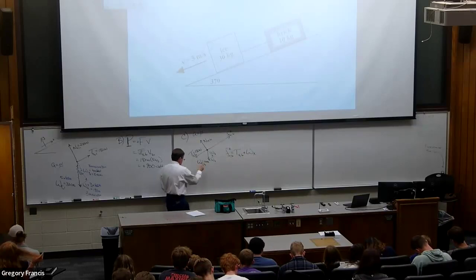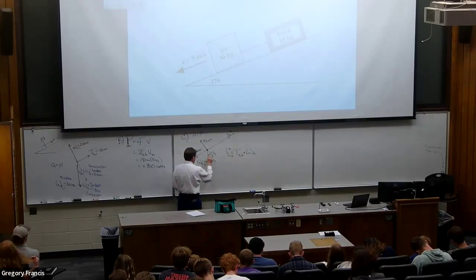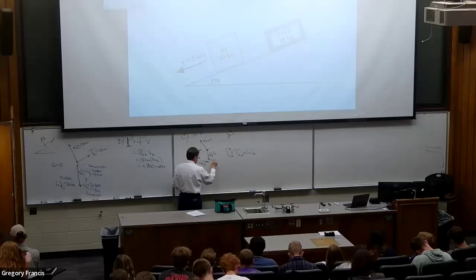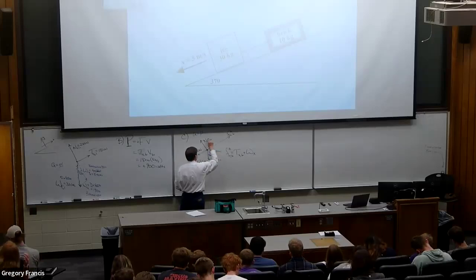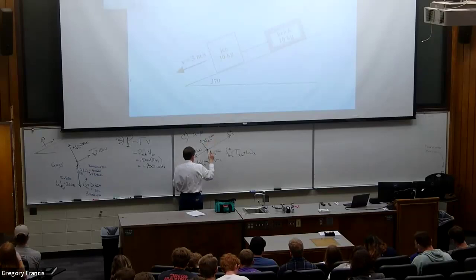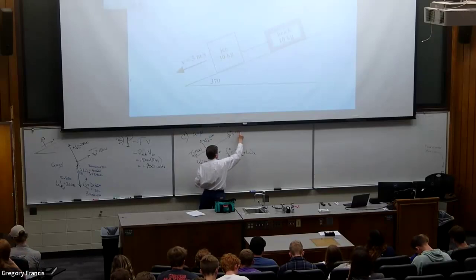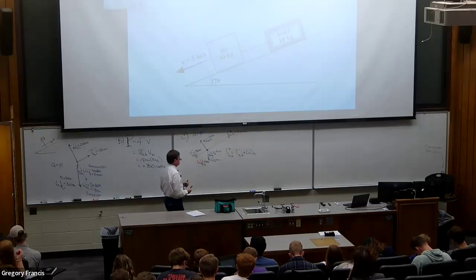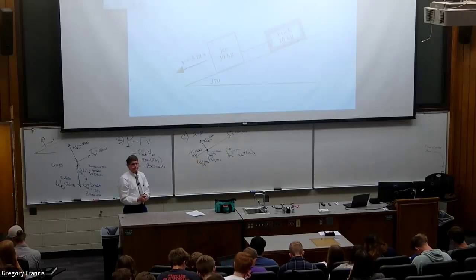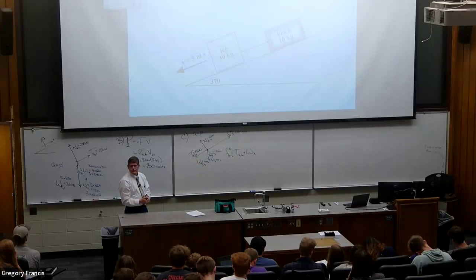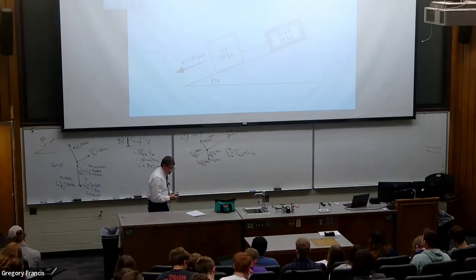Now, since this is 100 newtons and this is 37 degrees, this is going to be 60 newtons, this is going to be 80 newtons, this is going to be 80 newtons, and this is going to be 180 plus 60, or 240 newtons. And you can see that that's bigger than 180. Okay. How are we doing so far? Other questions? Okay, let's go to part D.